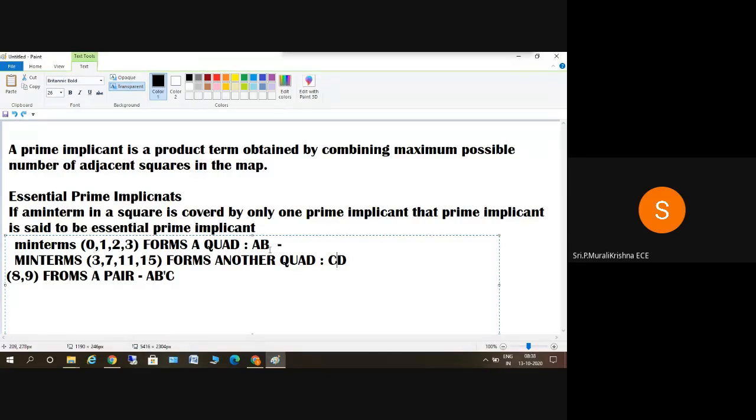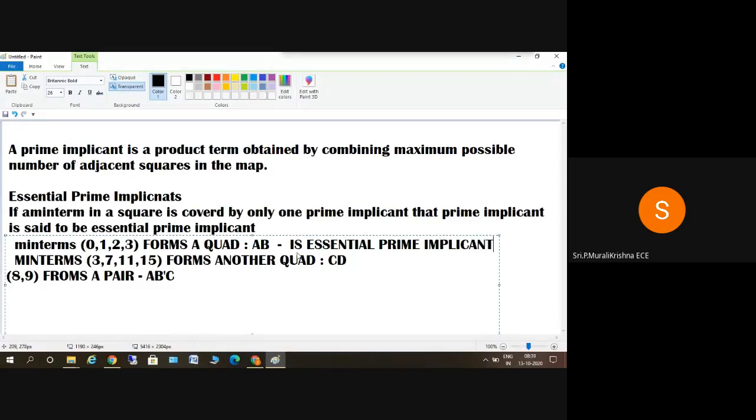Okay, so these are the prime implicants here. We have to check the min terms covered by this prime implicant: 0, 1, 2, 3. Is 0 covered by only this prime implicant AB here? 1 is covered by only this prime implicant AB. 2 is covered by this prime implicant AB. So hence AB is essential here. If there is at least one min term covered by only one prime implicant.